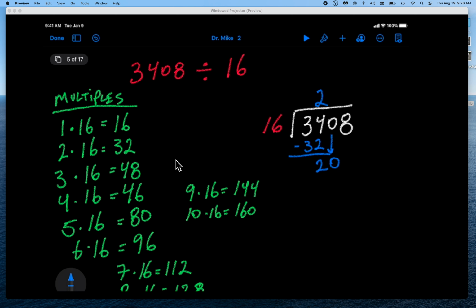Bring down the 0. How many 16s can go into 20? The answer is 1. 1 times 16 is 16. Bring down the 8. How many 16s go into 48? Here it is right here. 3 times 16 is 48. There's your final answer with no remainder.